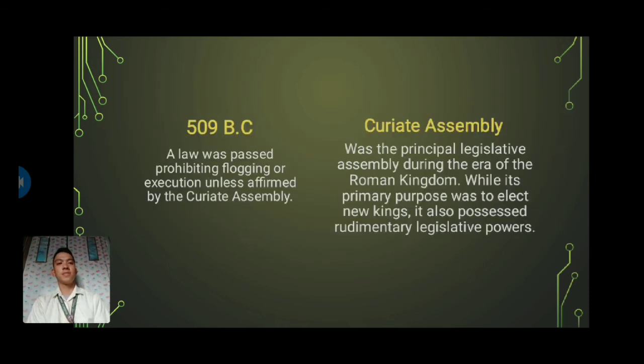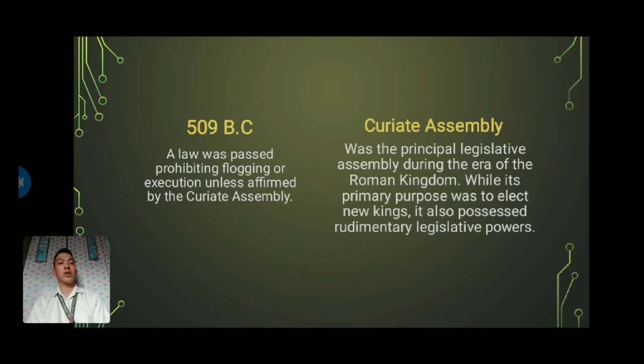So next. In 509 BC, a law was passed prohibiting flogging or execution unless affirmed by the Curiate Assembly. So dito nga sa 509 BC napagkasunduan na ipasa ang pagpataw ng flogging or execution, unless kung mapagbotohan ng nakararami na ikaw ay mapatawad o mapawalang sala. So dito ay majority wins.